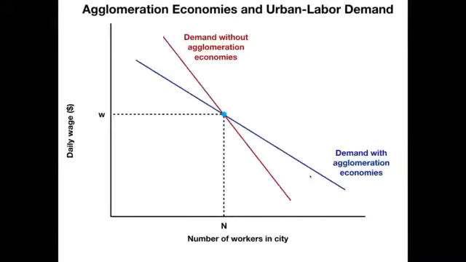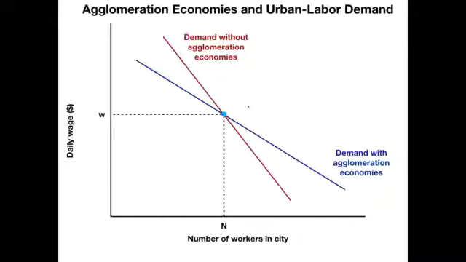As you can see here, the presence or absence of agglomeration economies impacts the slope of the labor demand curve. So what I'm going to do is give you a couple of examples. Just note that I started at the point where the two demand curves intersect one another, just for convenience, to ease the illustration of why they have different slopes.